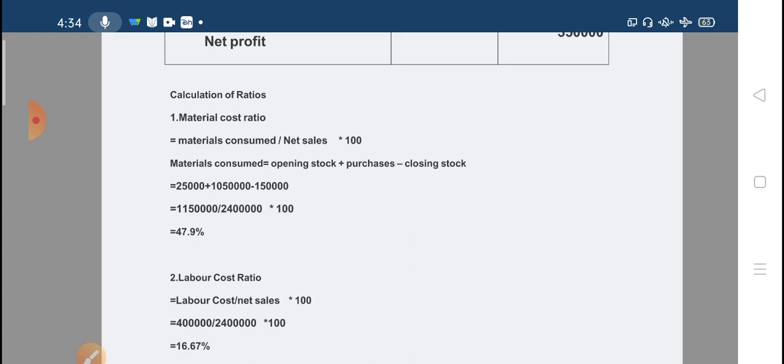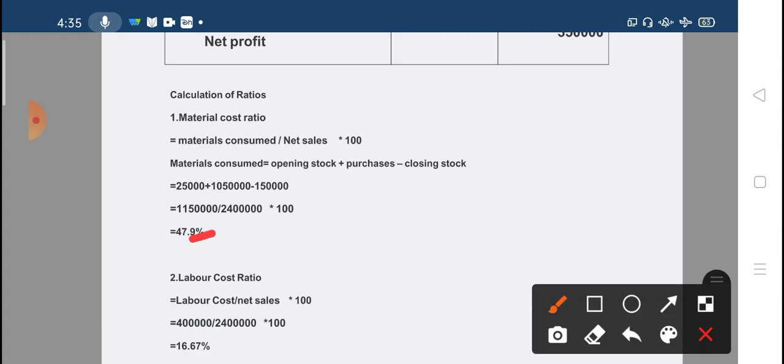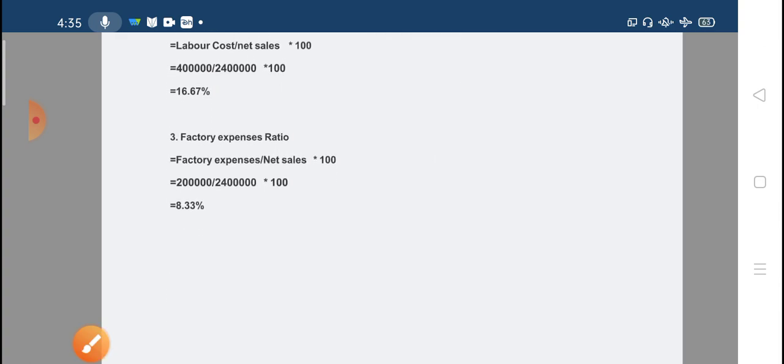47.9% is the material cost ratio. Now labor cost is wages, the amount which is paid as wages can be considered as labor cost. So wages is 4 lakh divided by net sales 24 lakh into 100, answer will be 16.67%.